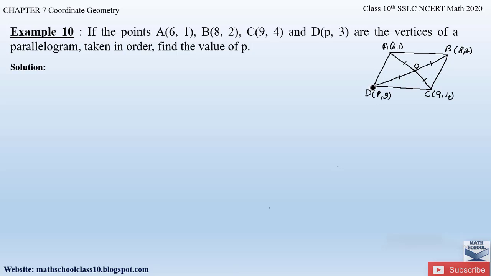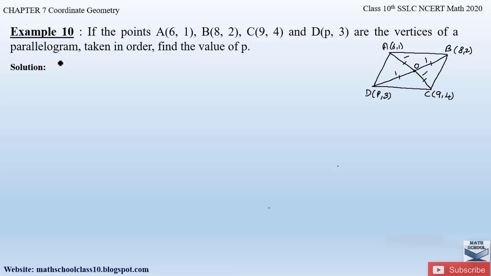If we consider a line segment DB, then this point O on the diagonal divides DB equally, that is in the same ratio, the 1:1 ratio. Similarly, AO will be equal to OC, that is, this point O bisects the diagonal AC in the same ratio, 1:1. So using this property, we will apply the section formula and find the coordinates of this point O, and then we can find the value of P.